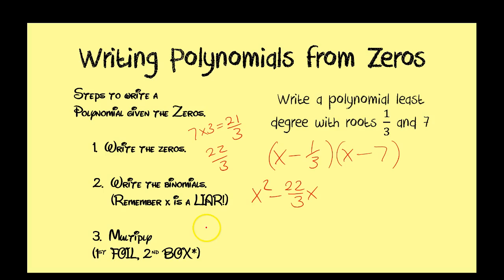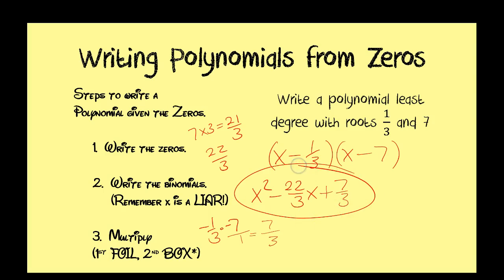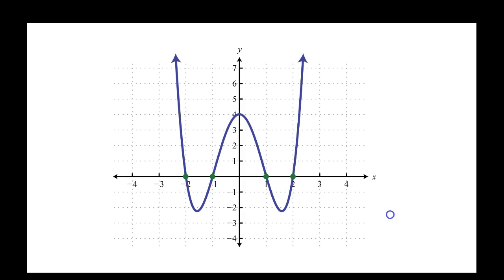And then the last thing is multiplying -1/3 times -7. If you remember from multiplying fractions, if you have a whole number times a fraction, you make that whole number a fraction and multiply across. So now -1 times -7, that's +7, and then 3 times 1 is 3. So plus 7/3. Alright, and there's my function. Alright, let's do one more.